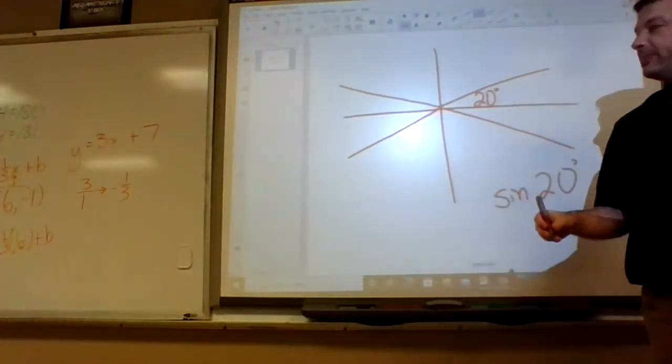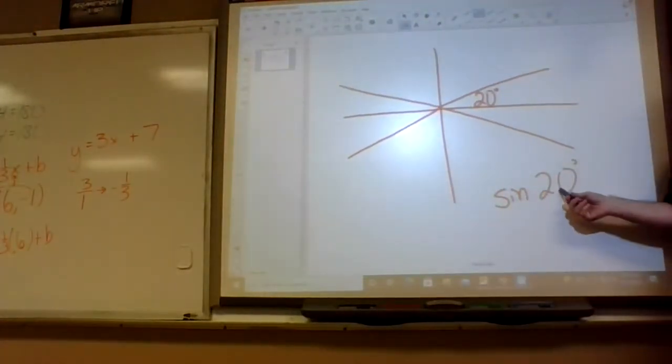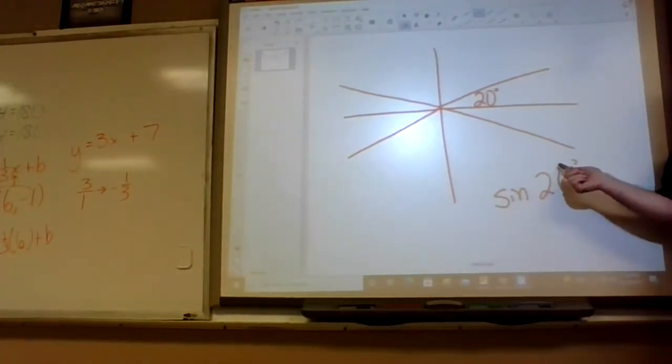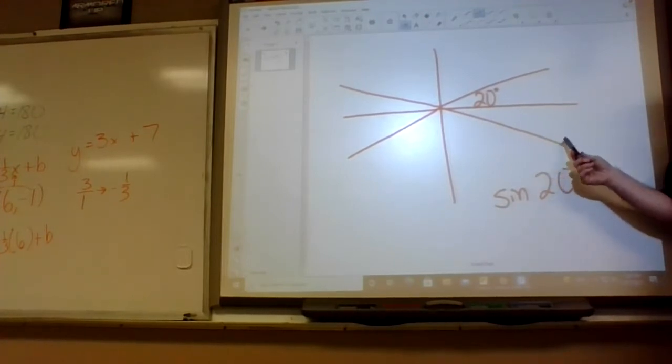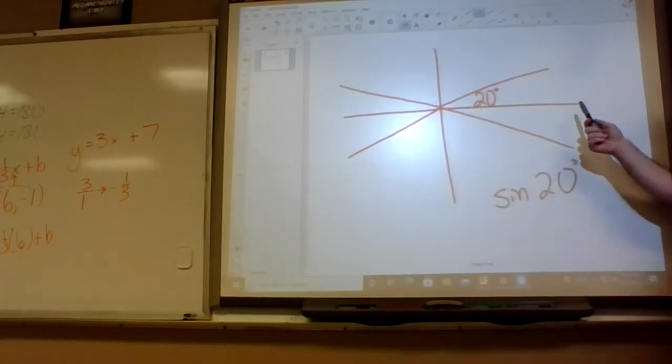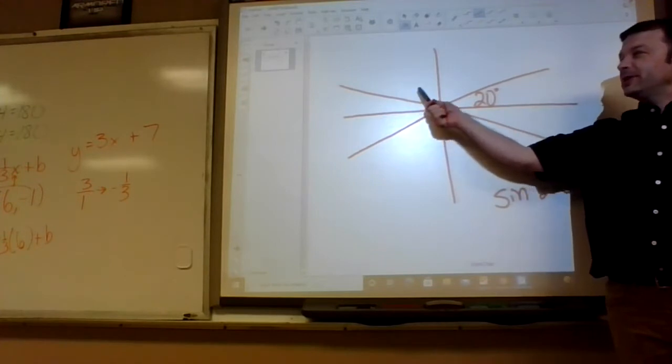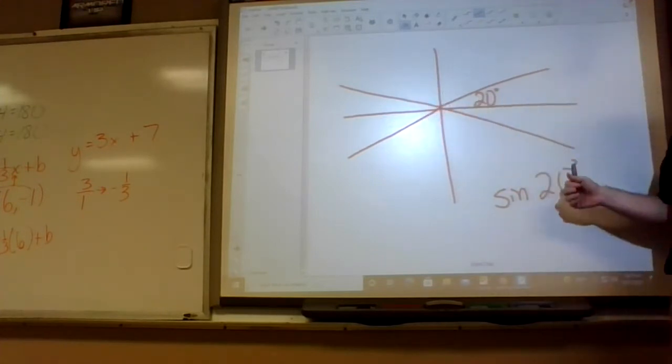Guys, today we're learning about reference angles. Do you remember where sine was positive? Sine is positive on the top. Right, yes, it's based on the y values. Cosine is positive here and here.